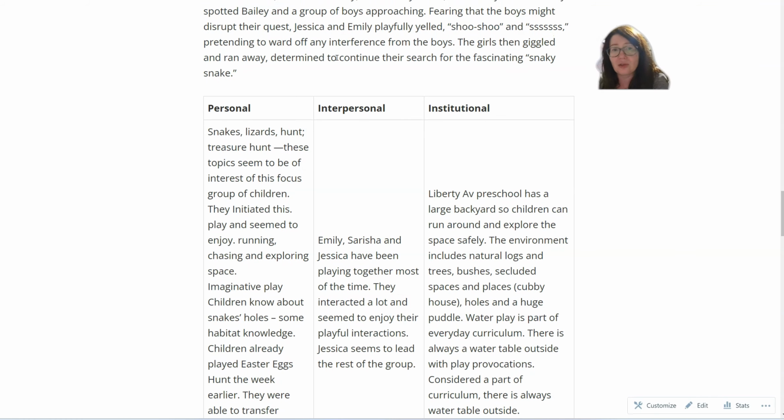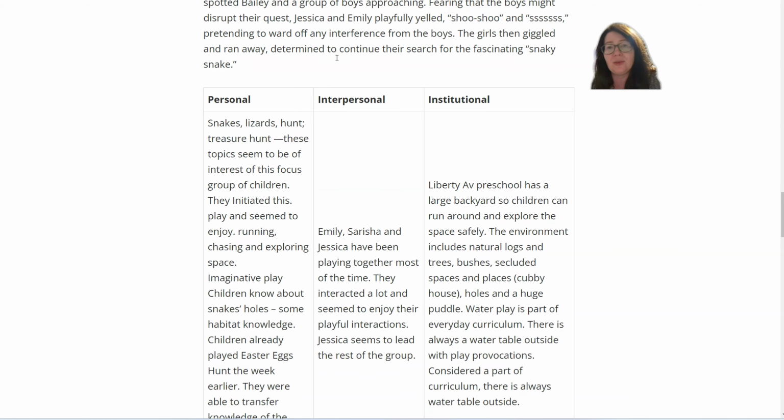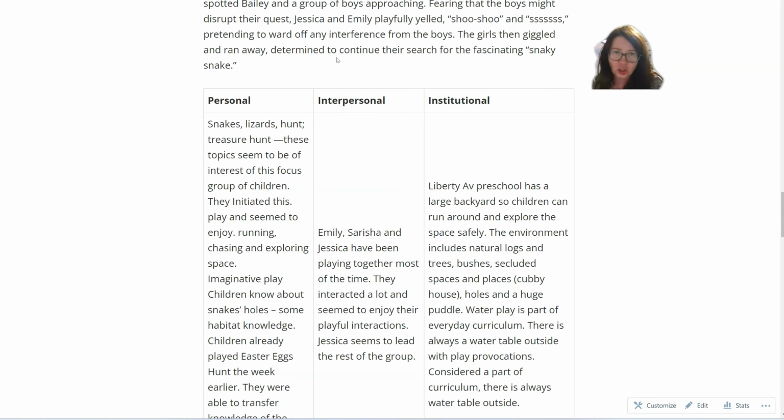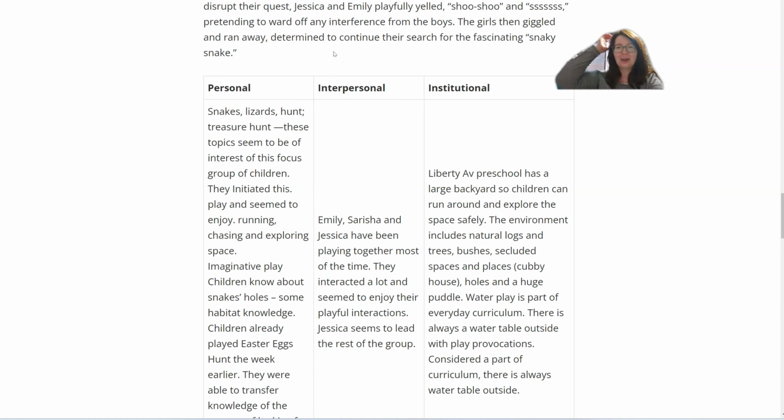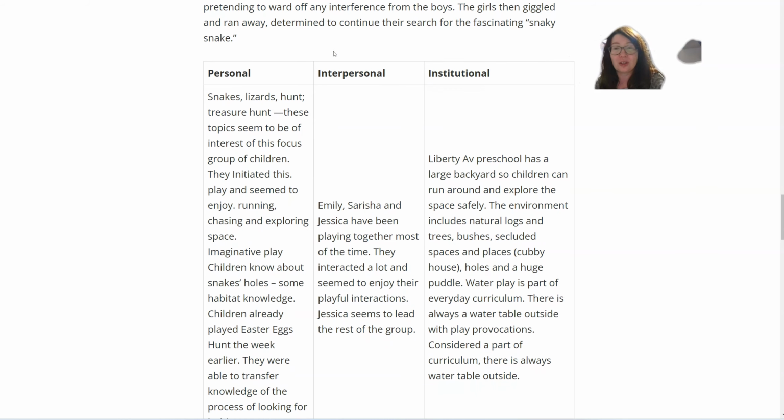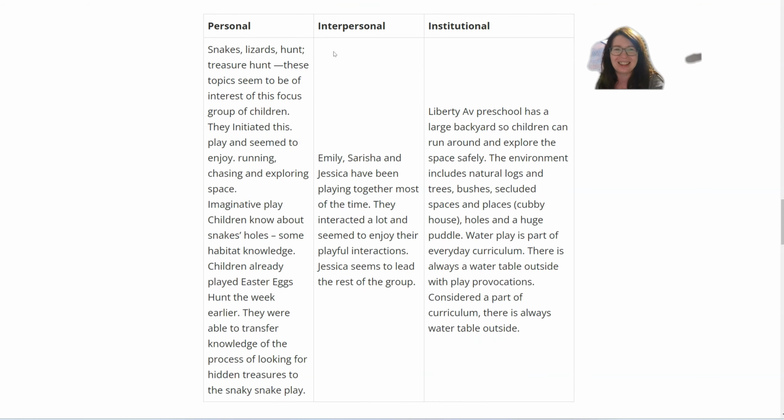Fearing that the boys might disrupt their quest, Jessica and Emily playfully yelled, "Shoo, shoo, shh," pretending to ward off any interference from the boys. The girls then giggled and ran away, determined to continue their search for the fascinating snaky snake.